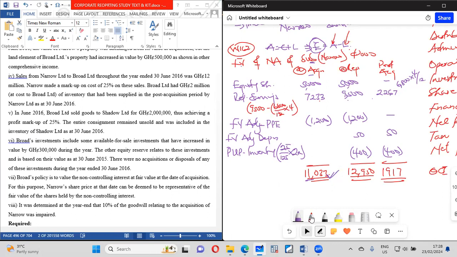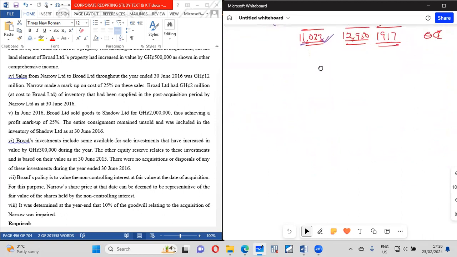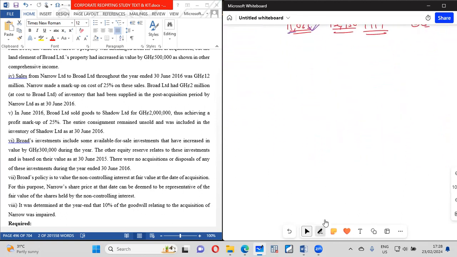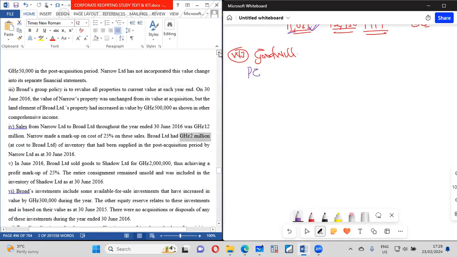All right, so let's now go to our workings 3. We can't pick any figure yet, but let's come to our workings 3. What do we look at? We do our goodwill. So what goes into our goodwill? We will need our purchase consideration. And there were 2 forms of purchase consideration we were told here.